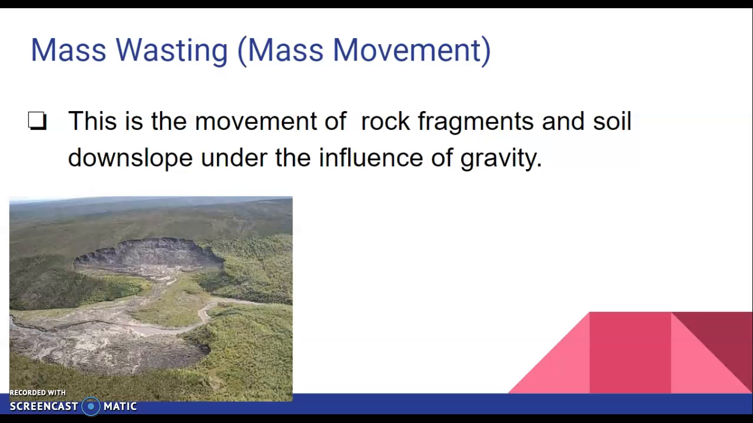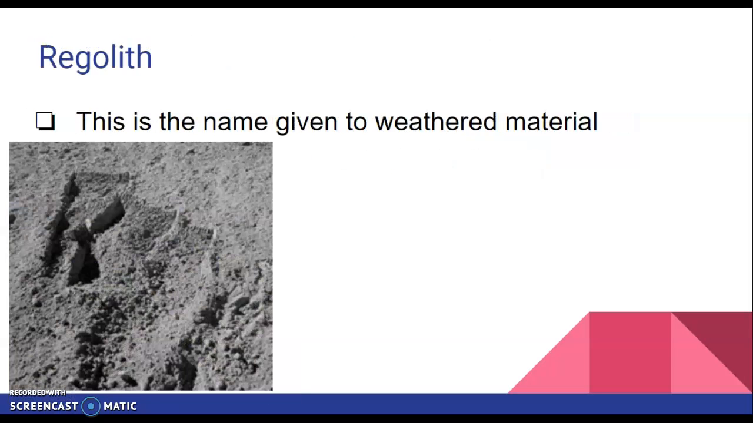Now, the concept of mass wasting, mass movement, as depicted by the photograph, we have soil and rock particles being removed from the land. Now, this is what mass movement is all about. It is also known as mass wasting, the movement of rock fragments and soil downslope under the influence of gravity. Now, the materials that have been weathered are called regolith.